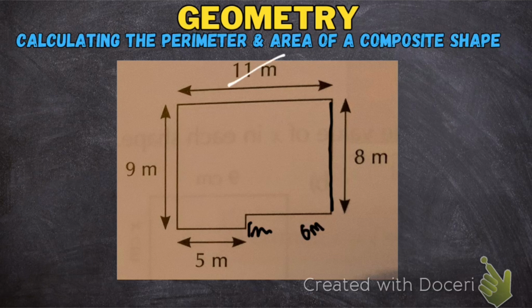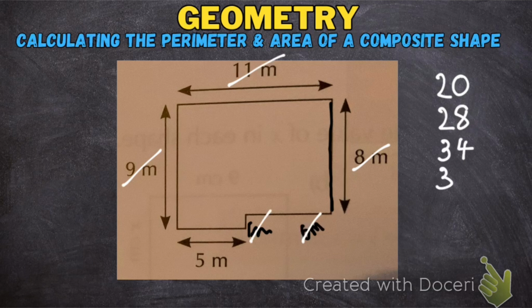So 11 add 9 is 20. Add 8 is 28. Add 6 makes 34. Add 1 makes 35. Add 5 makes 40. So the perimeter of this shape is 40 meters.